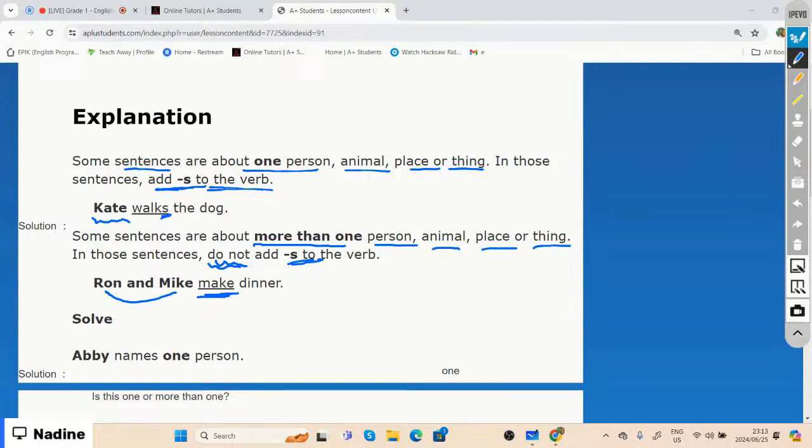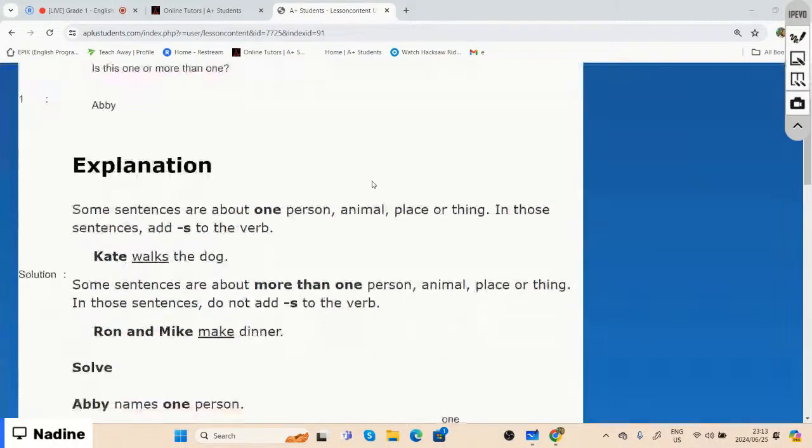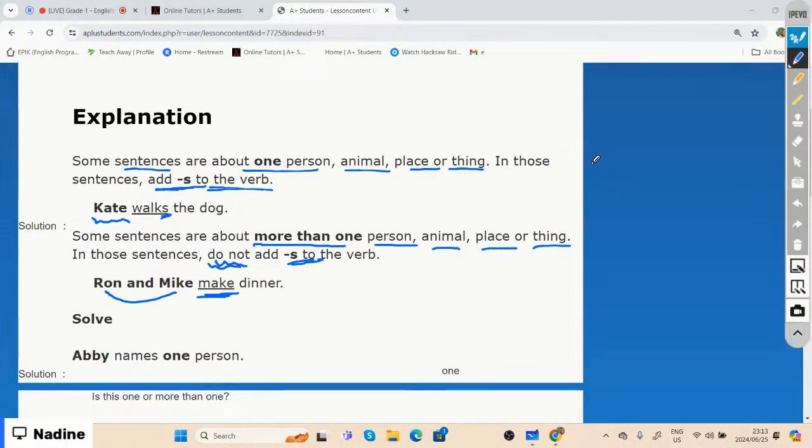So that is when we say that our subject as well as our verb need to agree with one another. They need to agree in the manner of having, you need to know if we are talking about one person, one animal, one place, or one thing, right? Then our verb needs to end with an S. But if we are talking about more than one person, animal, place, or thing that is doing an action, then our verb, our action, will not have an S at the end.